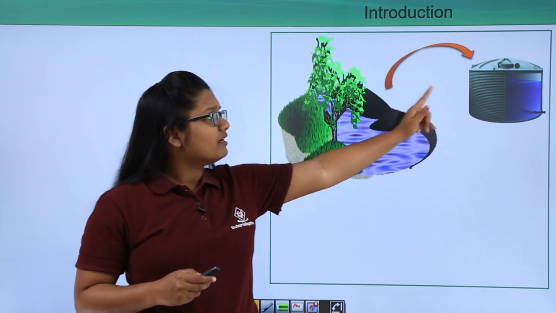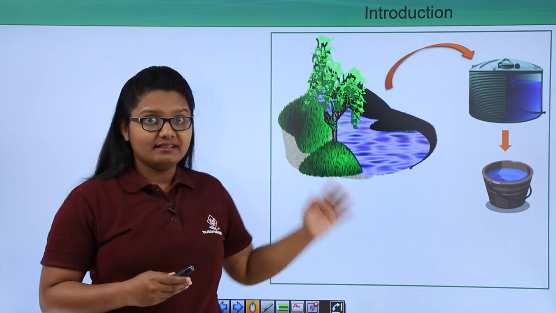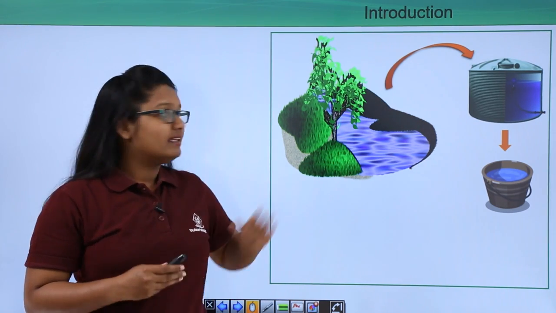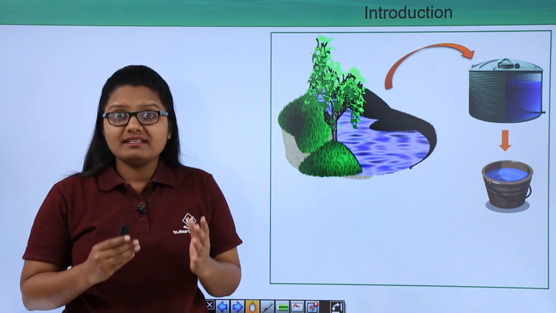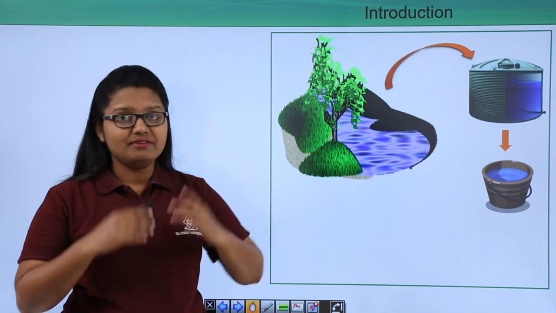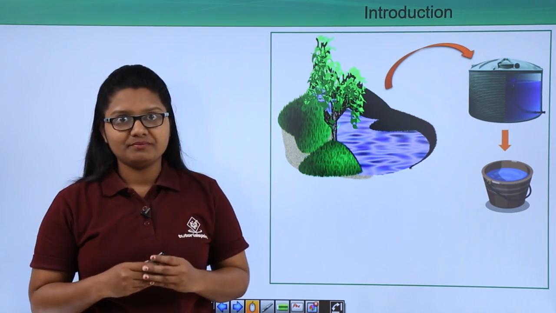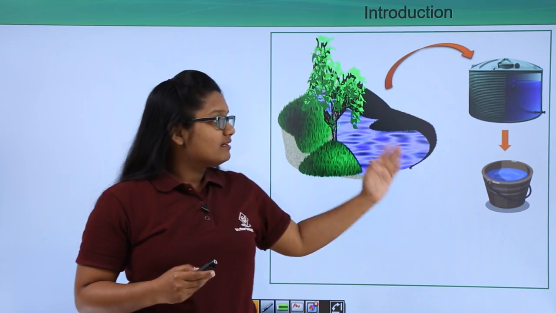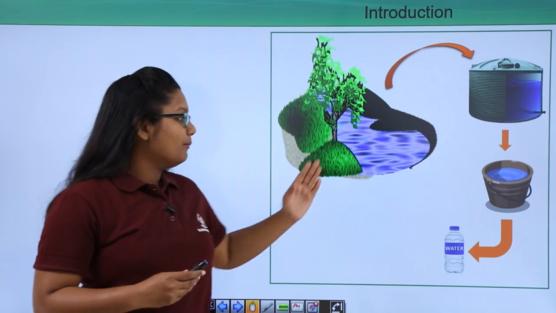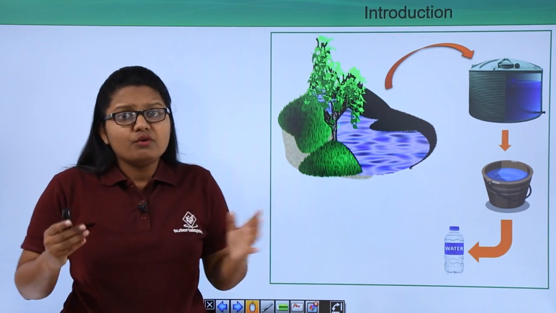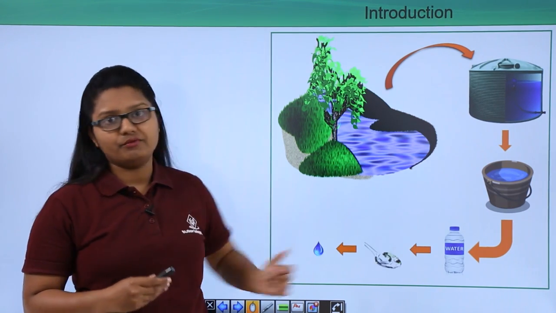Now let me transfer a small portion of water from the tank to a bucket. And this case is also the same. There is a change in the amount of water that we have, but the substance is still water. And we can use this water in the bucket for the same purposes that we did before. So this thing is true for even smaller quantities of water like a bottle of water, or even smaller quantities of water like a spoonful of water or a drop of water.